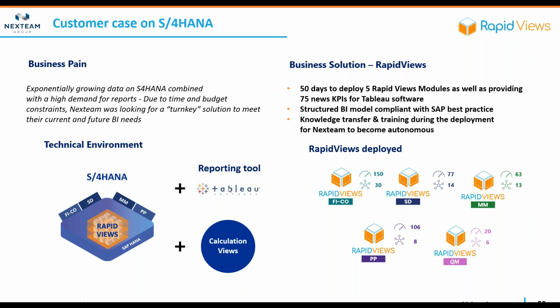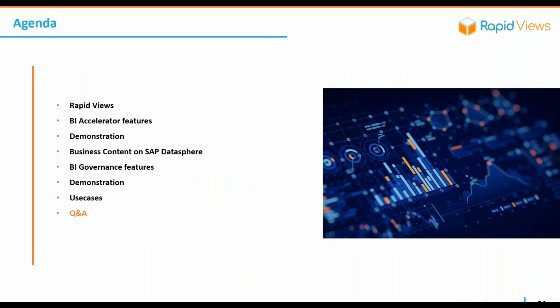We directly install our business content on S4HANA. They are using Tableau software. They bought FICO, SDMM, PP, and QM modules, and in about 50 days, they had all their KPIs up and running. So it's a very happy customer. And again, it's very fast, even faster when you work directly on your S4HANA system.